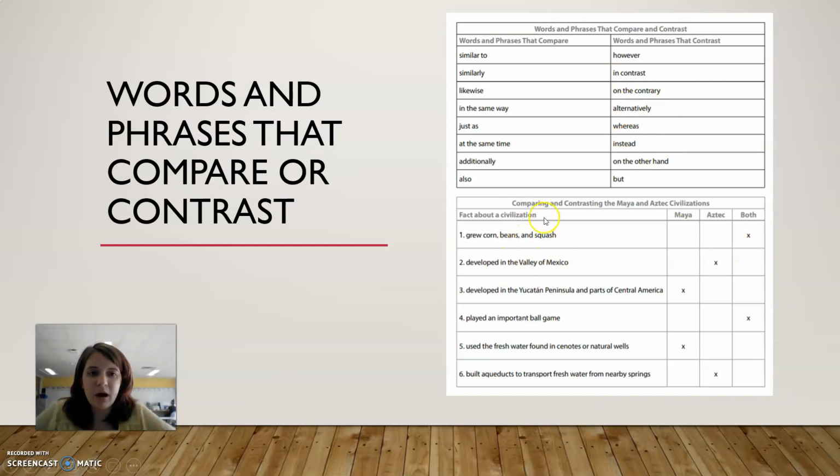So for when we're comparing the Maya and Aztec civilizations, which one grew corn, beans, and squash? Well, they both did. So a sentence might be, the Maya and Aztec were similar because they grew corn, beans, and squash. Played an important game of ball, same thing. Likewise, Maya and Aztec played an important ball game. Here, the Mayans are the only ones that used fresh water found in the cenotes or natural wells, so we would use the contrast side of this.